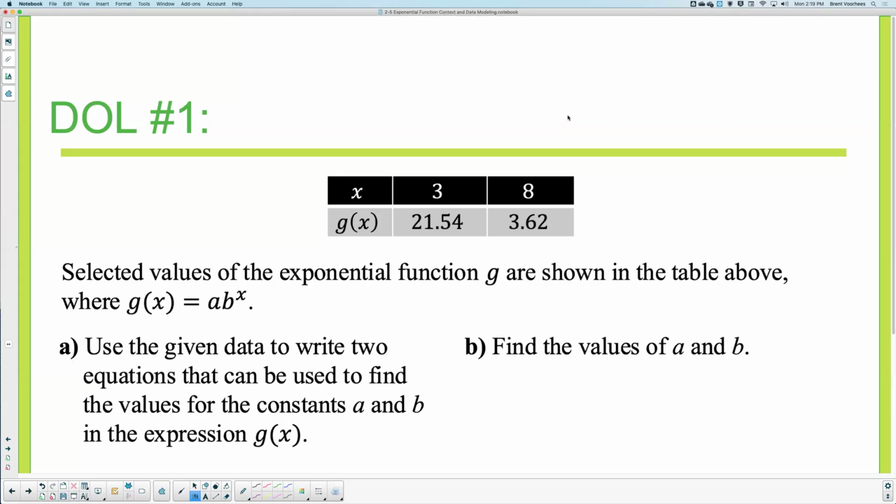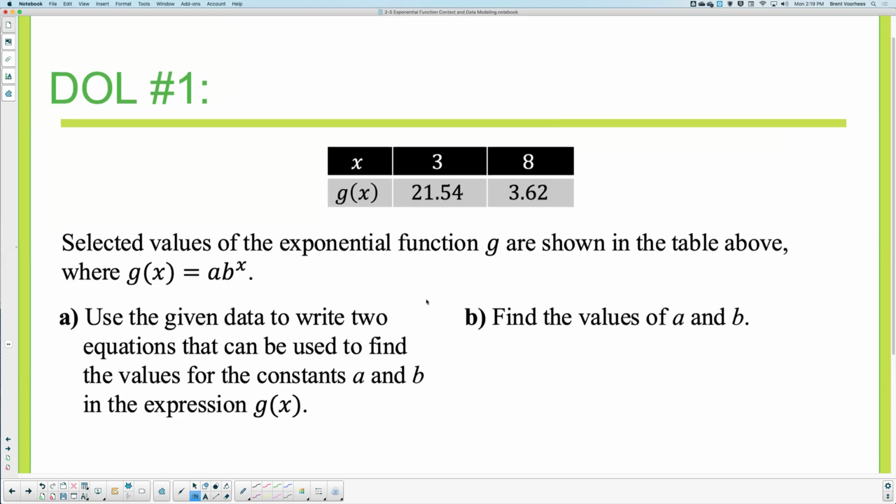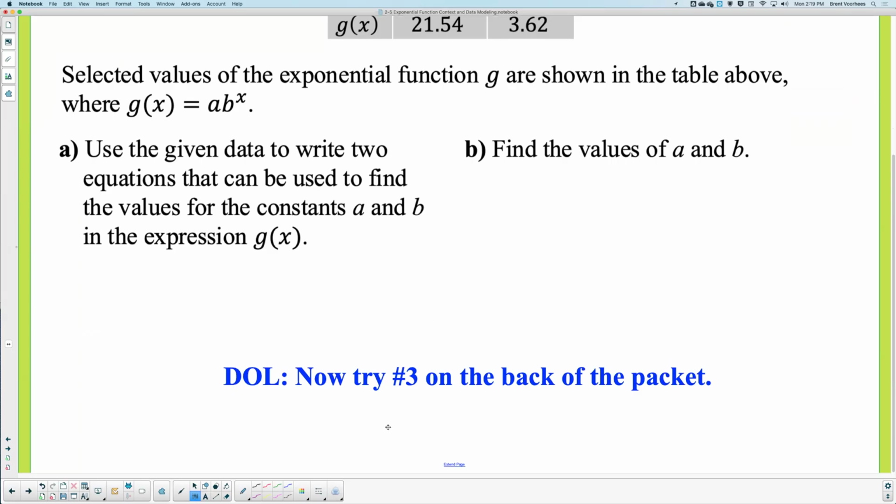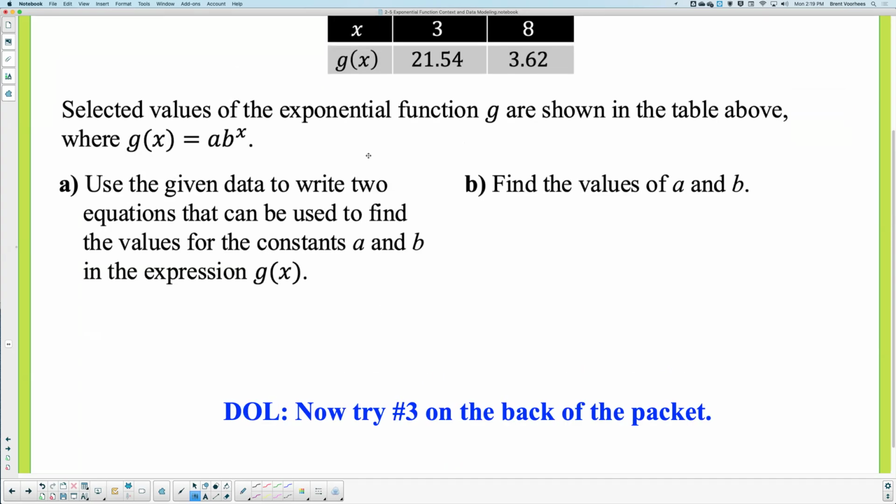All right, we're going to look at a DOL. This one on the packet, it's great practice for you. I'll let you practice that on your own at some point in time. I want you to try DOL number 3 on the back of the packet. But this problem would be great practice for you for later on.